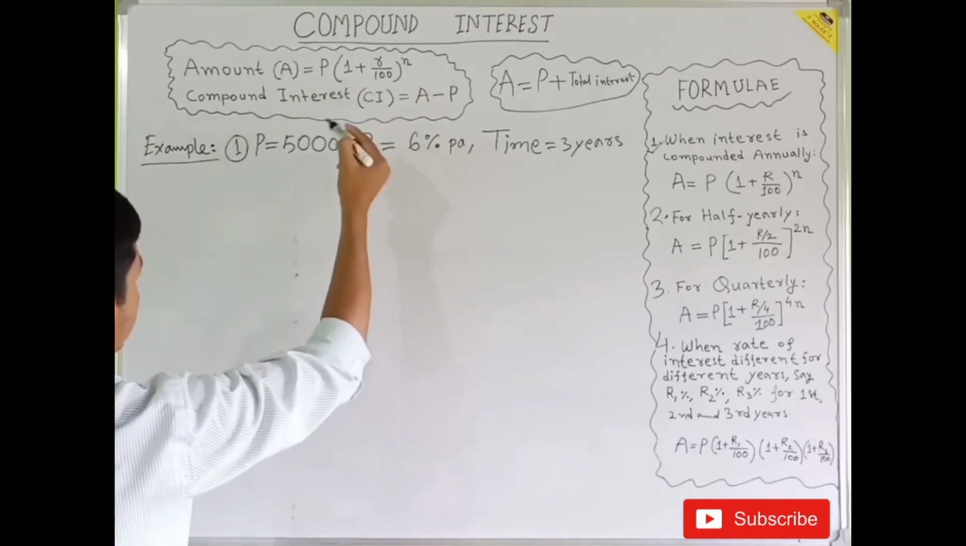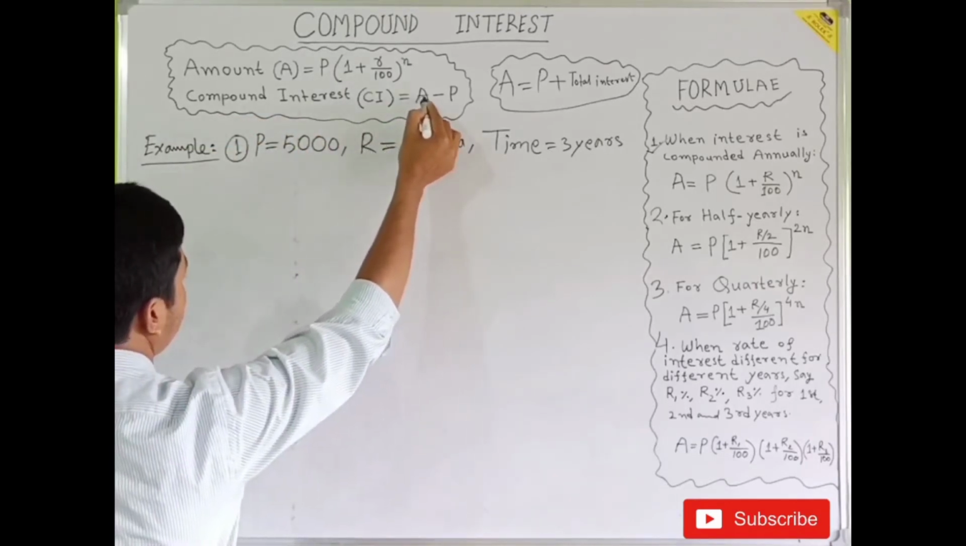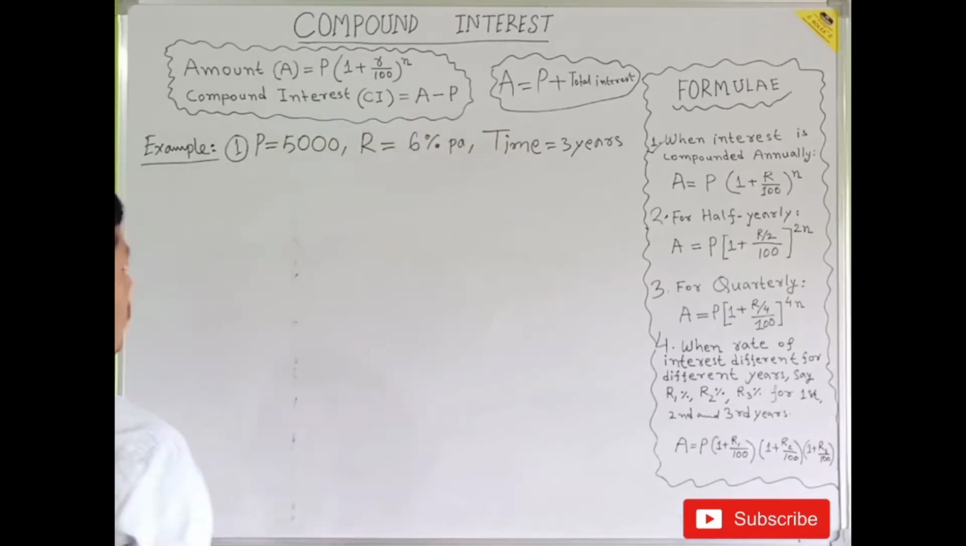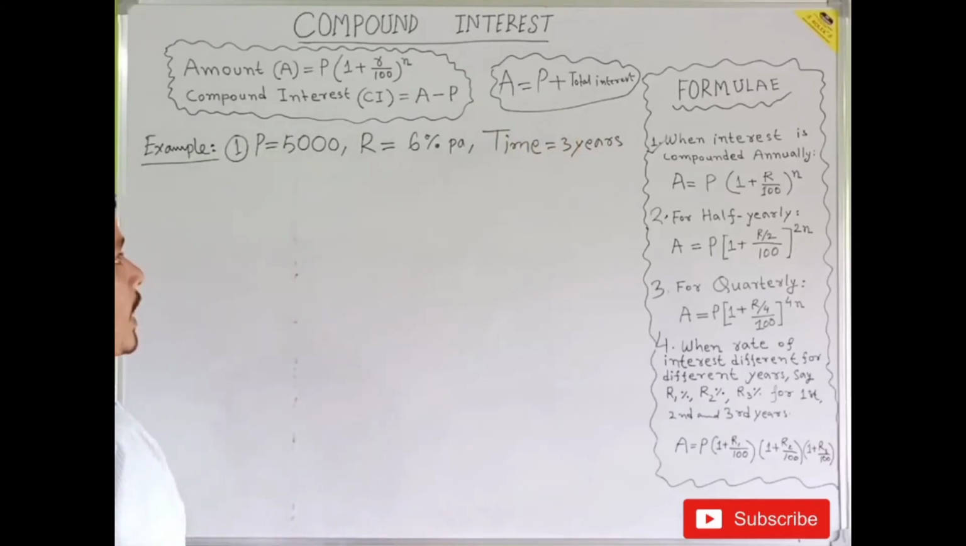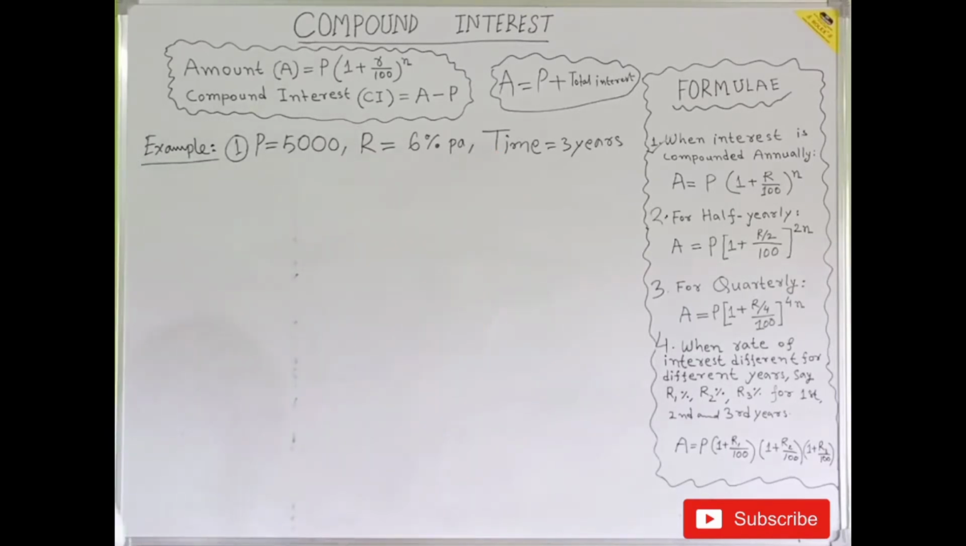Compound interest, CI, is equal to A minus P, amount minus principal. What do you mean by amount? Amount is equal to principal plus total interest. When we add principal plus total interest, we get A, the value of amount.